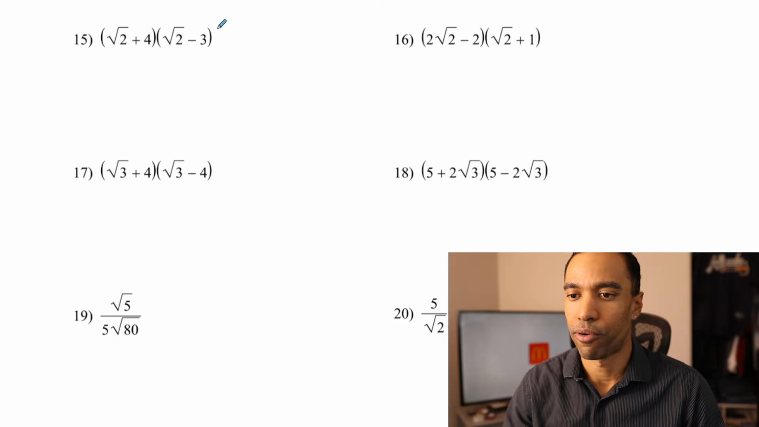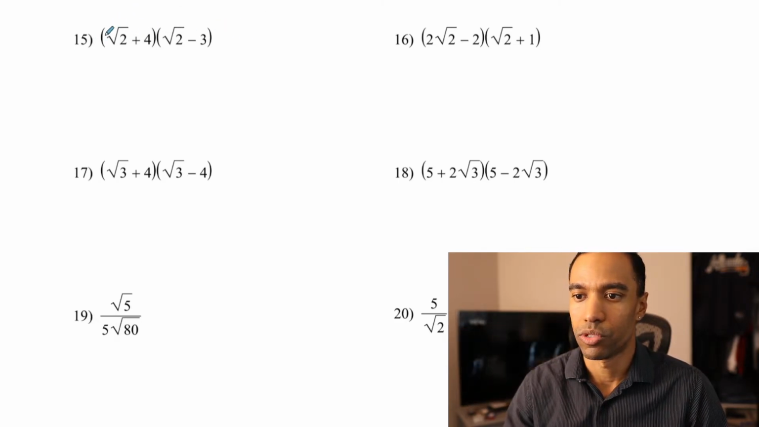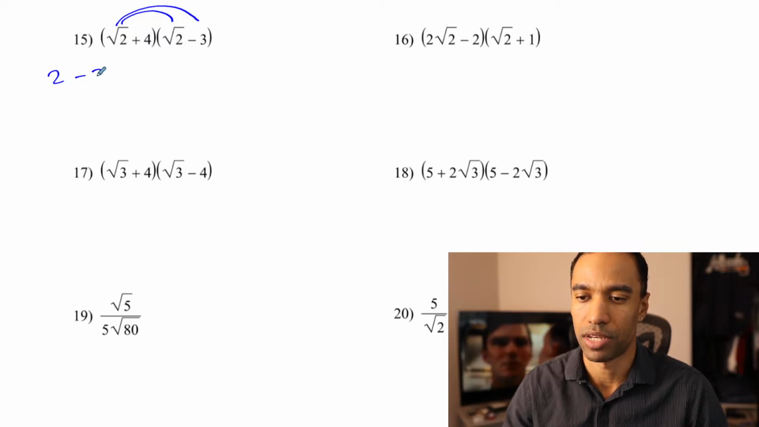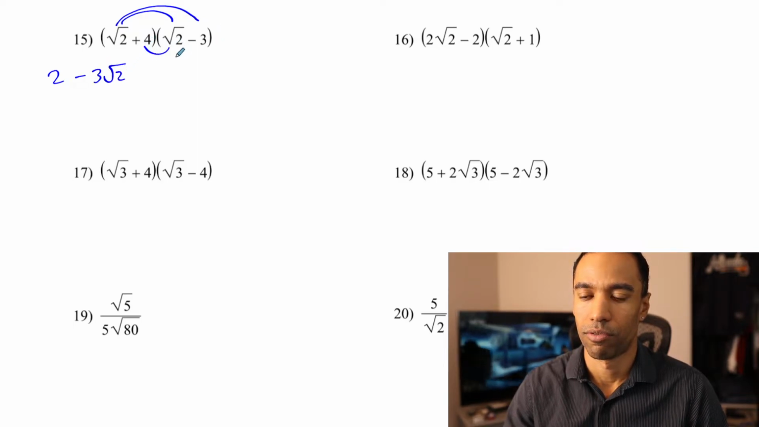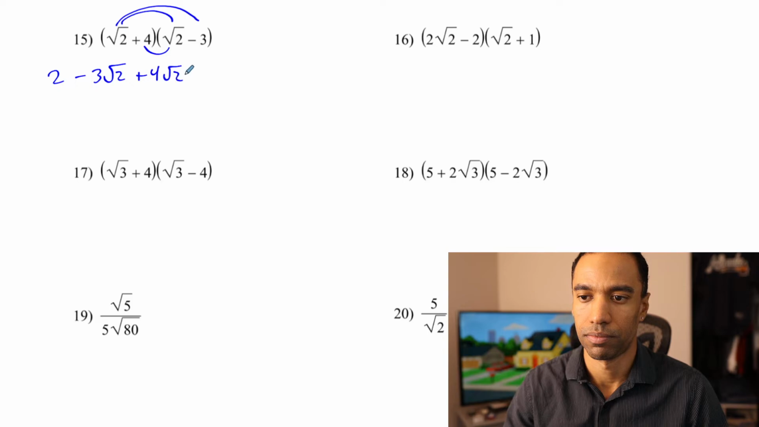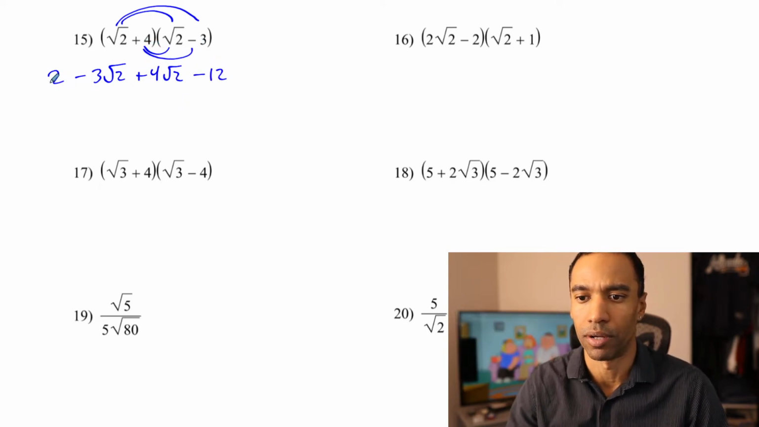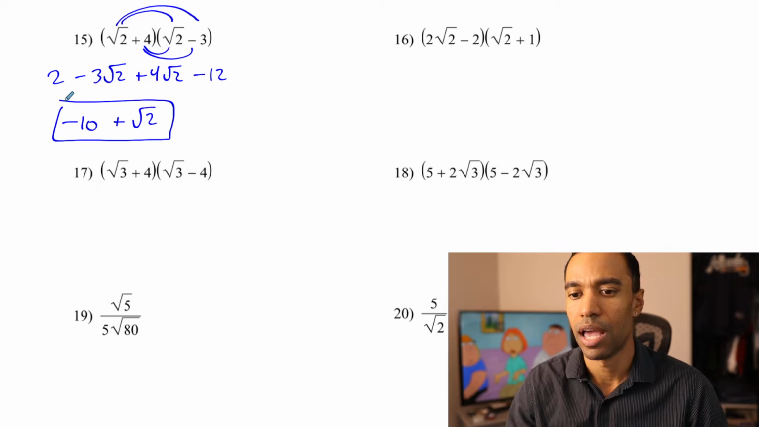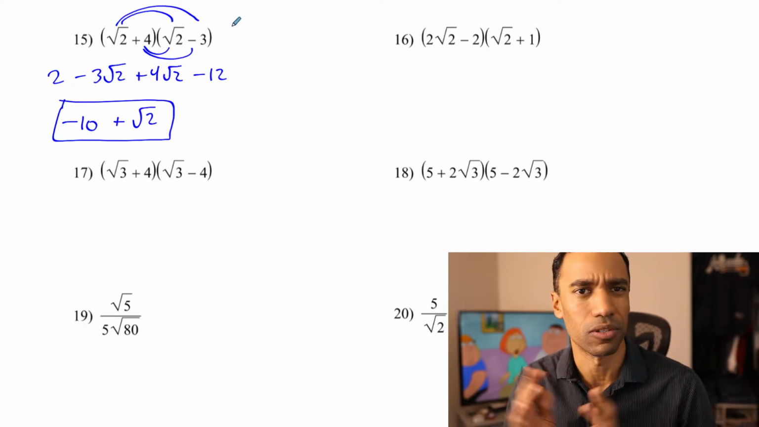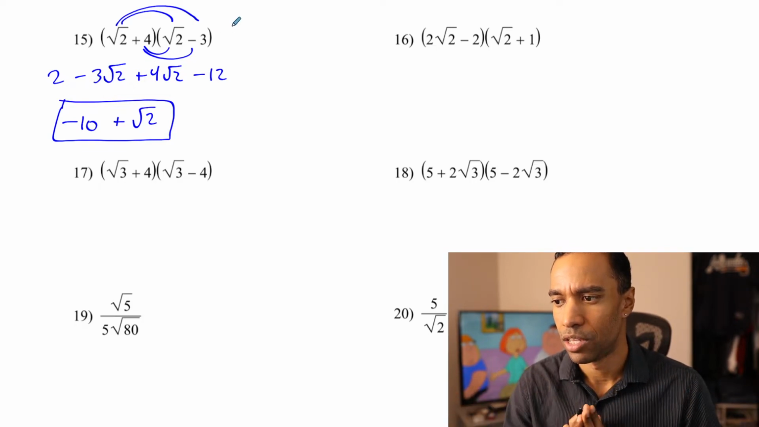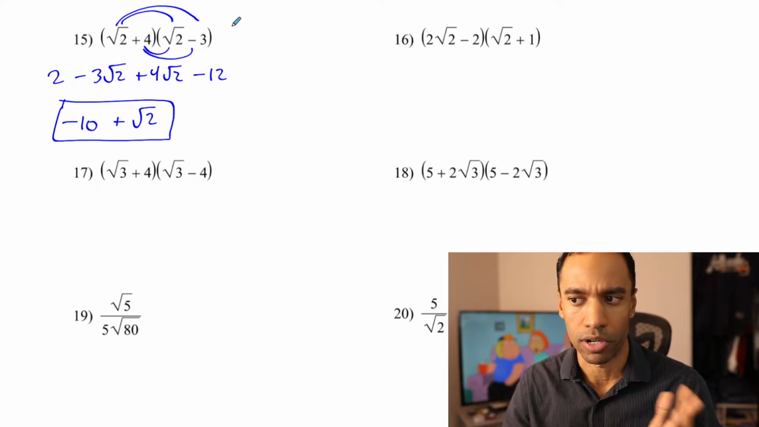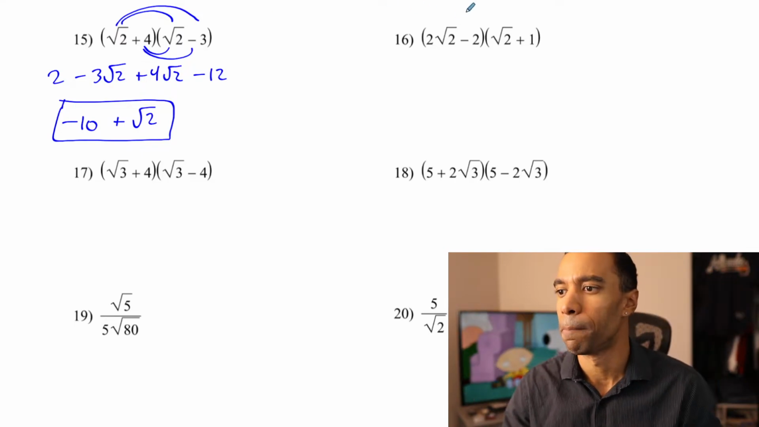All right, let's go ahead and FOIL again, as we can. Root 2 times root 2 becomes 2. Root 2 times negative 3 is negative 3 root 2. 4 times root 2 becomes 4 root 2. And 4 times negative 3 becomes negative 12. Not really different from that problem before. 2 minus 12 is negative 10. Negative 3 plus 4 is 1. So negative 10 plus root 2. I wanted some to simplify and do some other things. It looks like that's not really showing up.